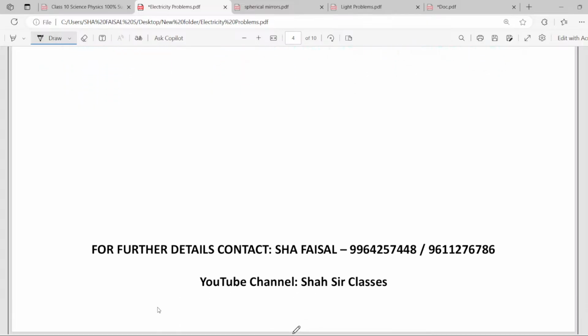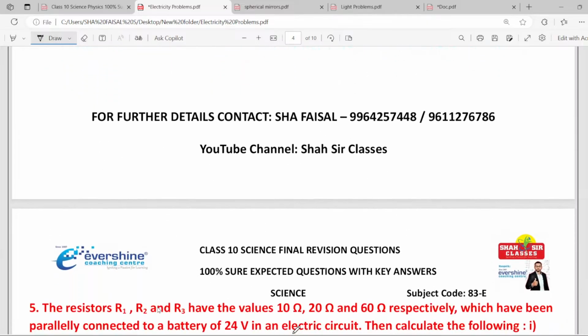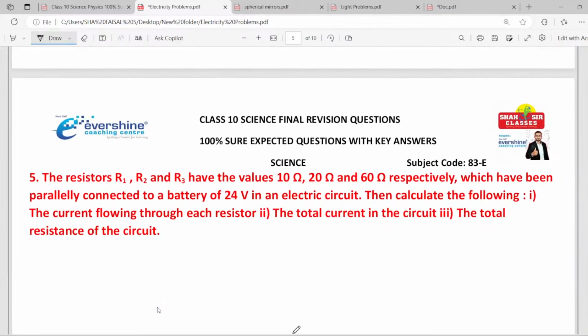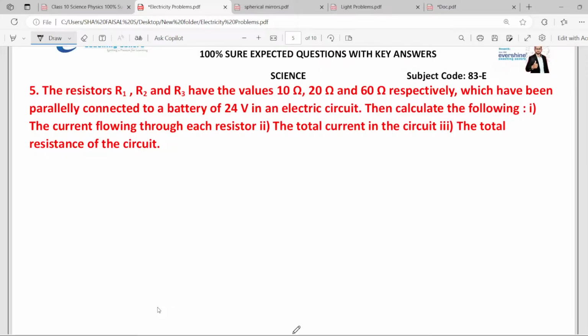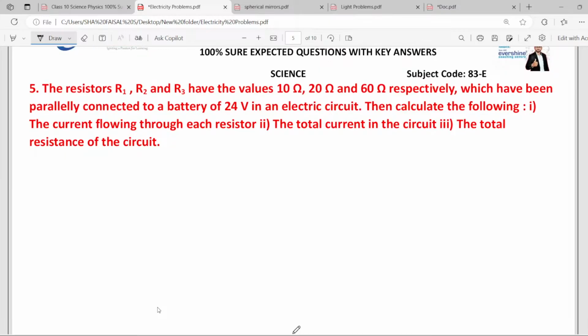Okay, let me proceed to the next problem. Three resistors R1, R2, and R3 have the values 10 ohm, 20 ohm, and 60 ohm respectively, and are connected in parallel to a battery of 24 volt in an electric circuit. Then calculate the following: the current flowing through each resistor, the total current in the circuit, and the total resistance in the circuit.